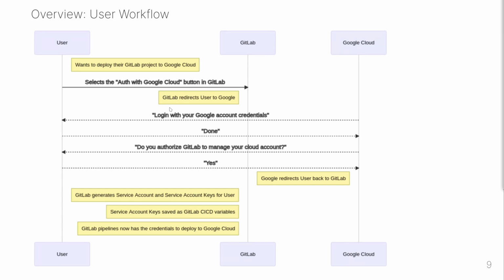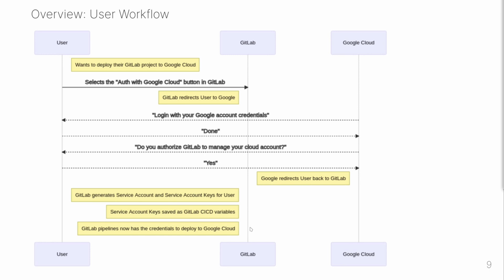GitLab would then redirect the user to Google. Google asks the user to log in with their credentials. Assuming the user does that, the next question Google will pose is, do you authorize GitLab to manage your cloud resources? And assuming the user approves that as well, Google then redirects the user back to GitLab.